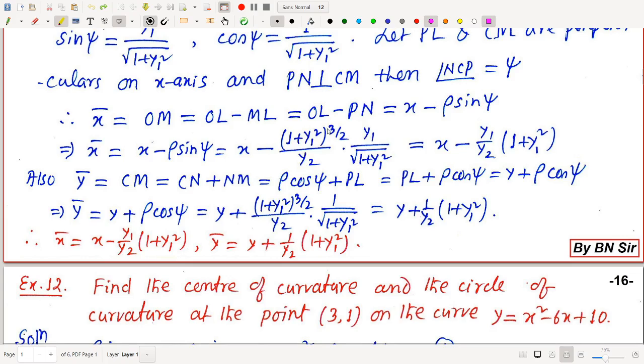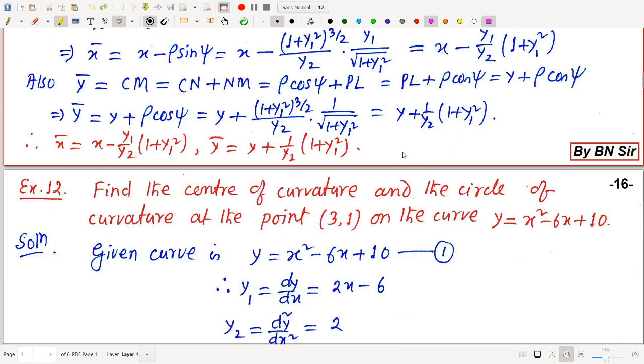So this (1 plus y1 square) to the power 3 by 2 and this (1 plus y1 square) to the power half, when simplified we get just 1 plus y1 square, and here it is y1 by y2. So x bar is x minus y1 by y2 bracket 1 plus y1 square. This is the formula for x bar, the x coordinate of the center of curvature.